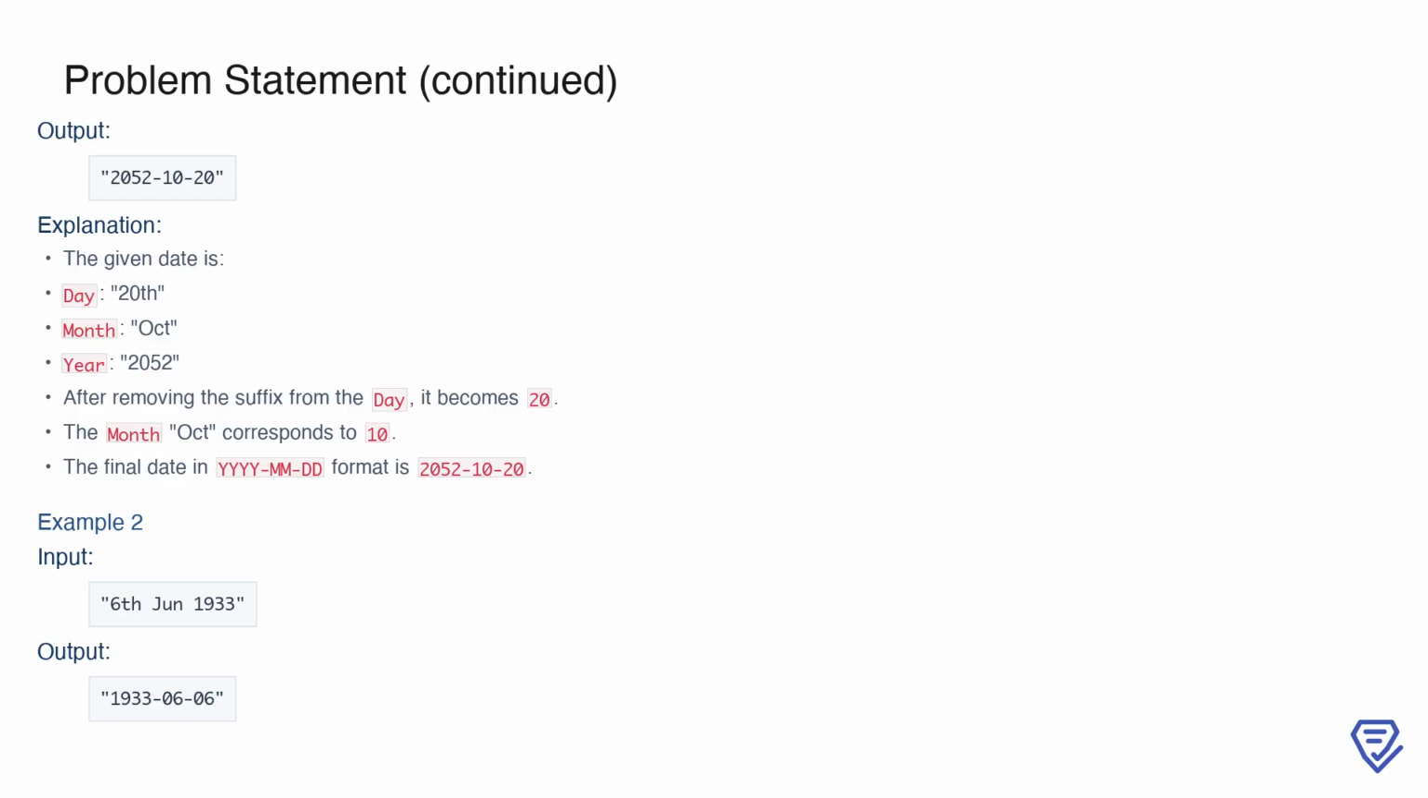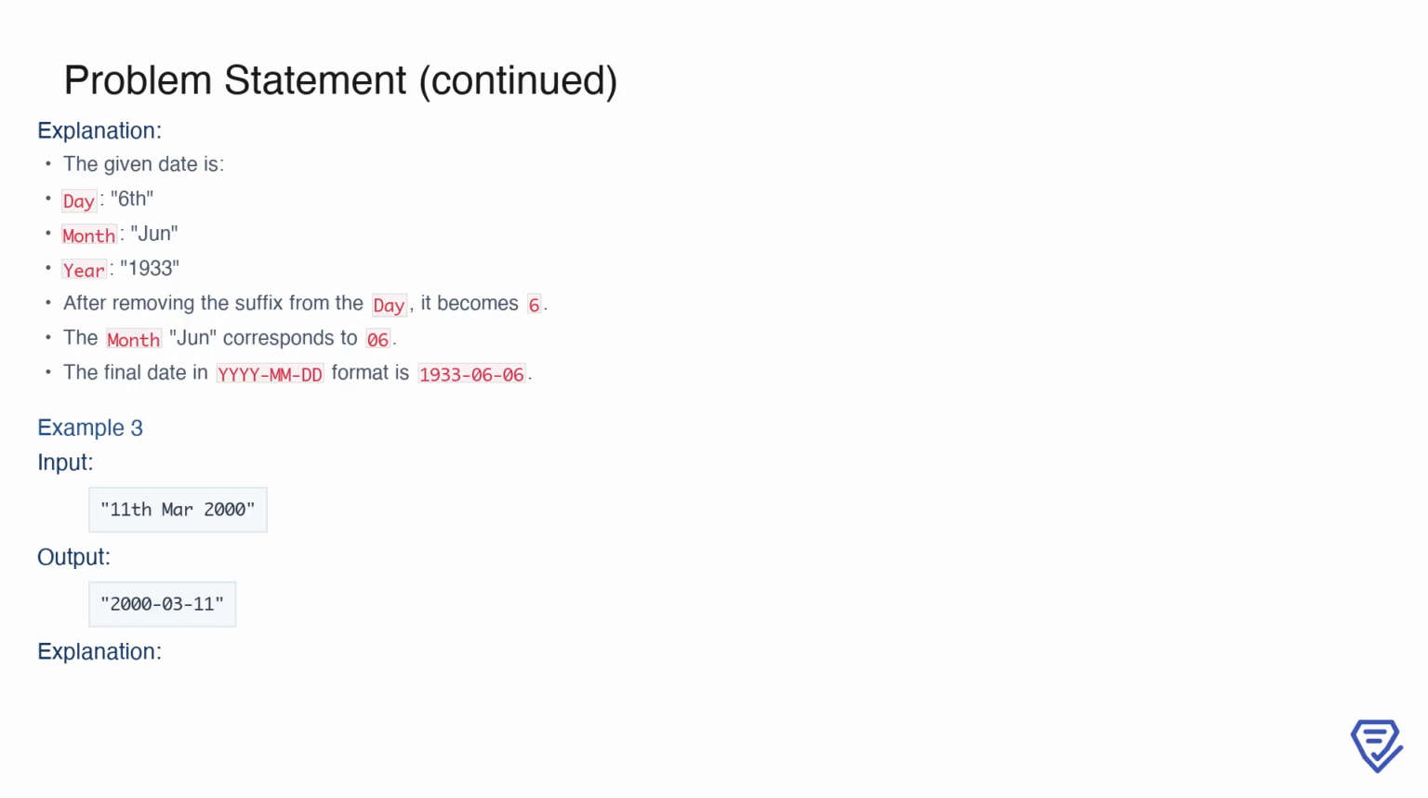In the second example, the input is 6th Jun 1933. The day is 6th, which simplifies to 06. The month is Jun, corresponding to 06, and the year remains 1933. The reformatted date is therefore 1933-06-06.